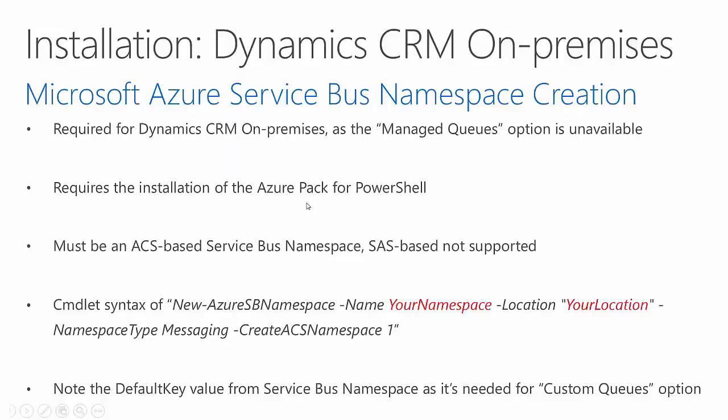Once an Azure subscription has been identified to retain the Service Bus namespace and queues for the connector, the Azure Pack for PowerShell must be installed in order to create an ACS-based Service Bus namespace, as SAS-based namespaces are not currently supported. To create an ACS-based Service Bus namespace, the New-AzureSBNamespace commandlet must be used with the proper parameters as seen in this slide. Once created, the default key value should be noted as it will be needed further into the configuration.